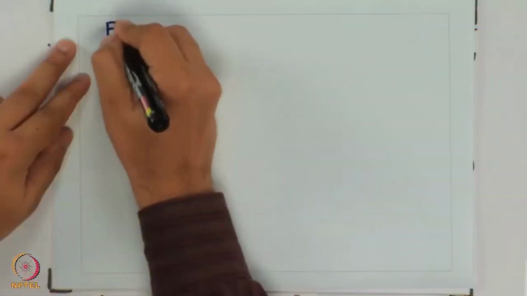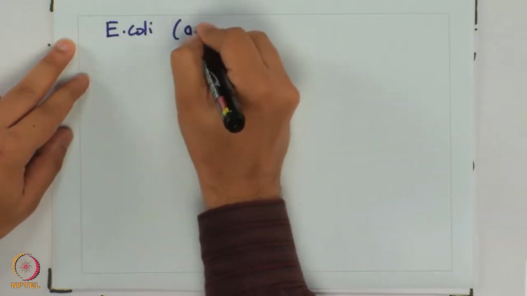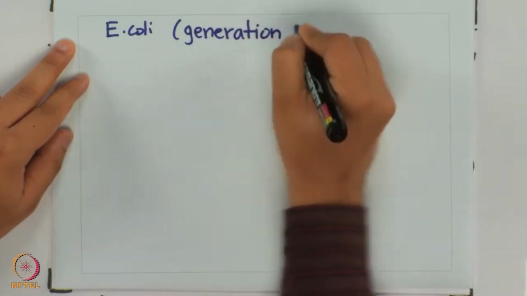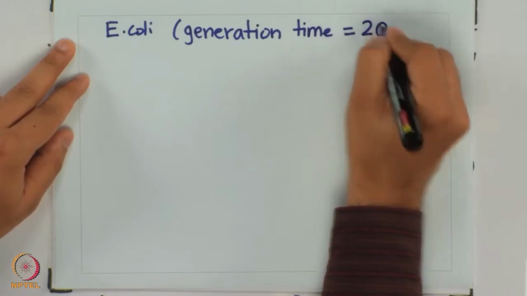So again, we are going to assume E. coli with generation time equal to 20 minutes.